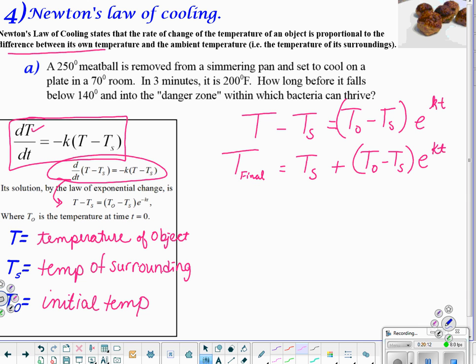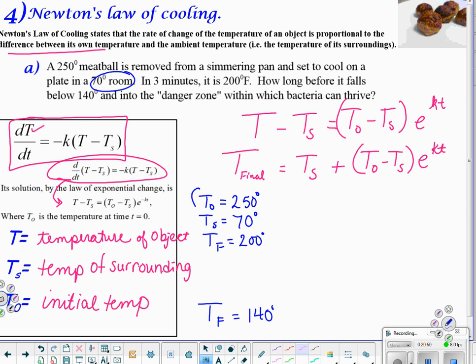The initial temperature of our meatball, T naught, is 250 degrees. The surrounding temperature was what? The room, 70 degrees. And we want to know when it will reach its final temperature of 200 degrees Fahrenheit. Let's talk about the 200 first, and then finally we're going to ask how long to get down to 140 degrees.